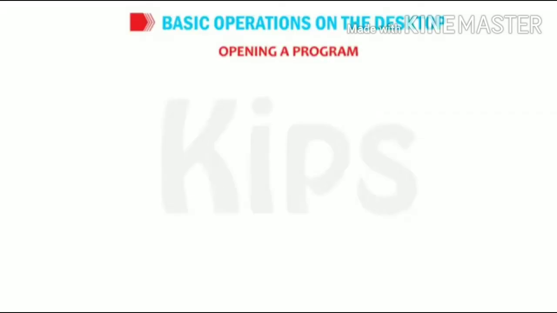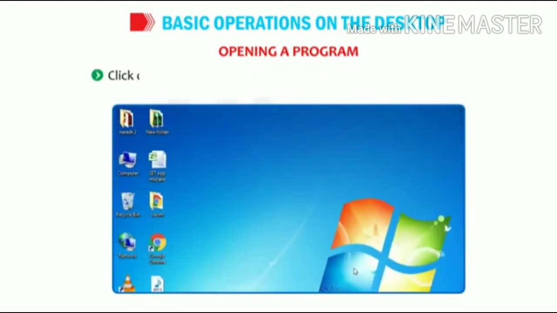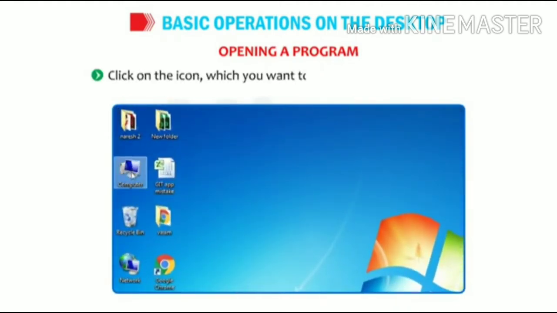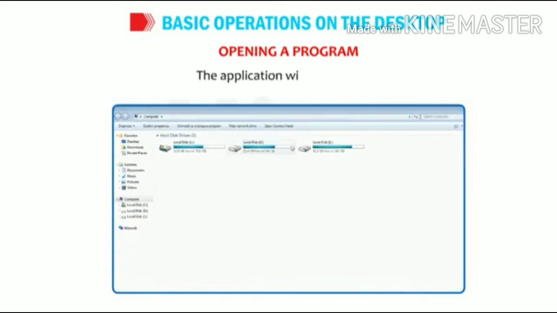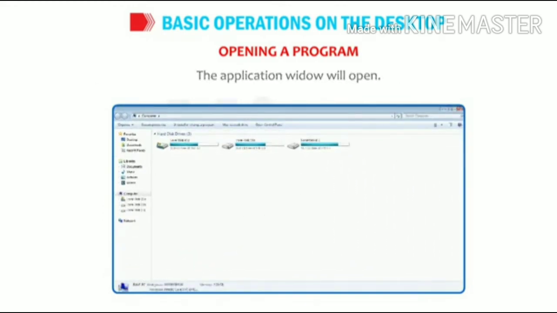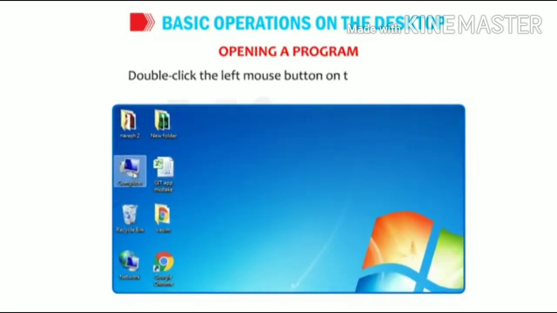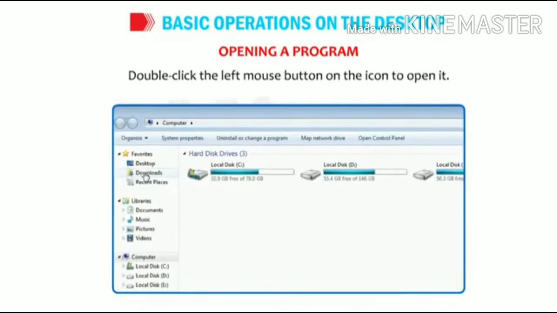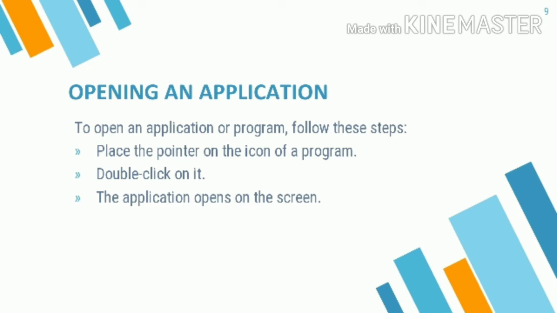Opening a program, method 1: first of all, click on the icon which you want to select and then press the Enter key. The application will be opened in your window. And the second method is to double click the left mouse button on the icon to open the program. Your program will be open. So this is a method of how to open an application and program.